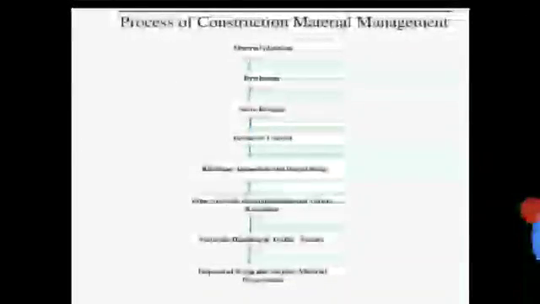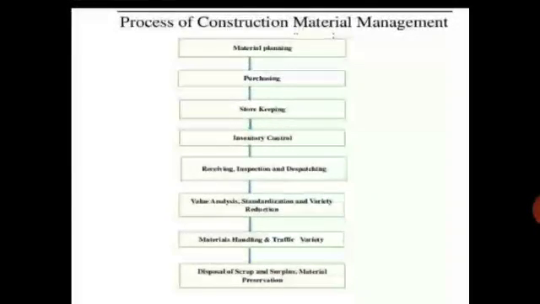So coming to the next part, that is the process of construction material management. It comes under the functions of material management itself. You can see the flowchart here, that starts from the material planning, purchasing, storekeeping, inventory control, receiving, inspection and dispatching of the materials, value analysis, standardization and variety reduction, materials handling and traffic, and at last it ends with the disposal of scrap and surplus, and materials preservation.